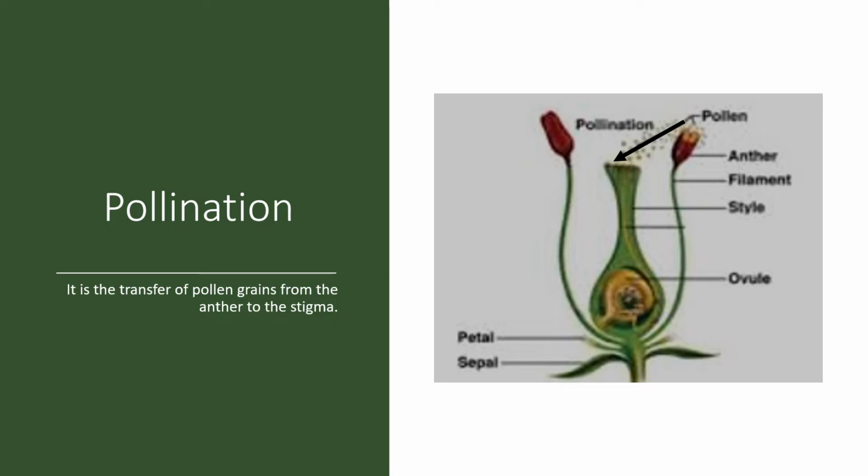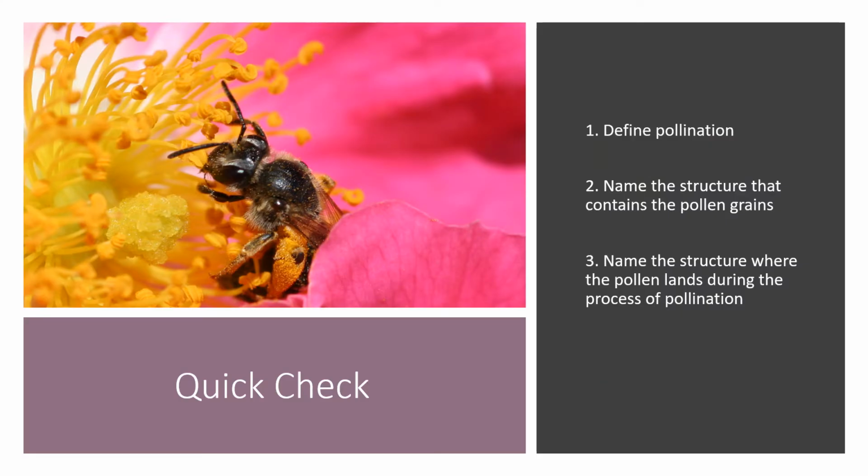Prepare your pen and paper. We will now have our quick check. I advise you to click pause while you are answering the quick check. Pause the video. Let us have a quick check. Number 1 question. Define pollination. Number 2. Name the structure that contains the pollen grain. Number 3. Name the structure where the pollen lands during the process of pollination.